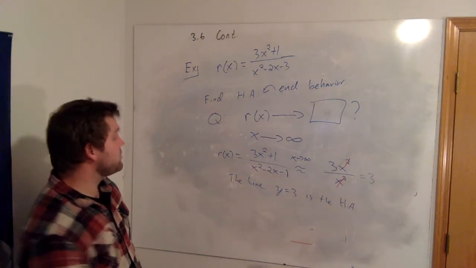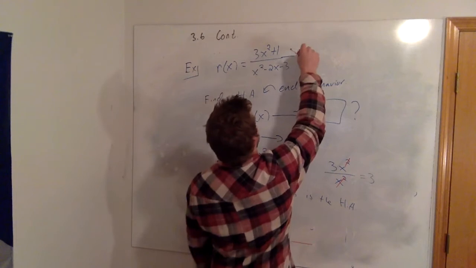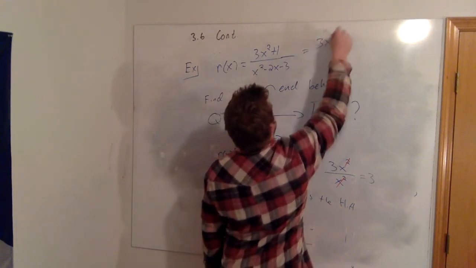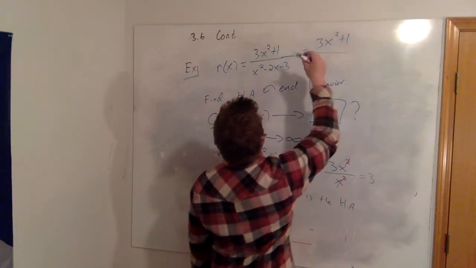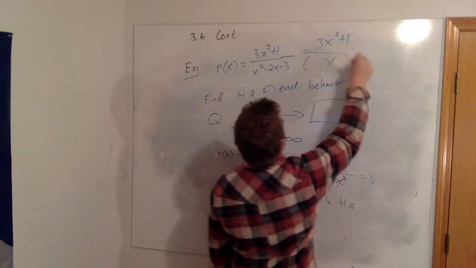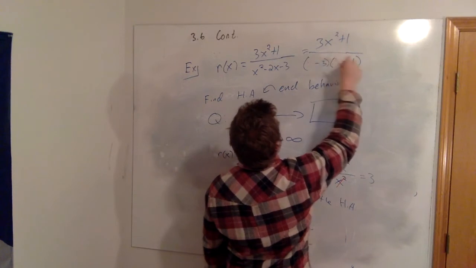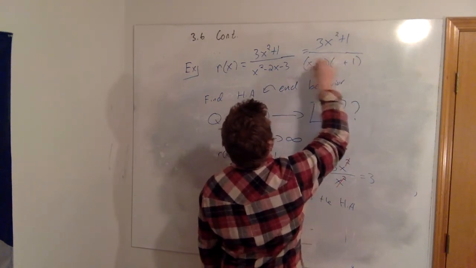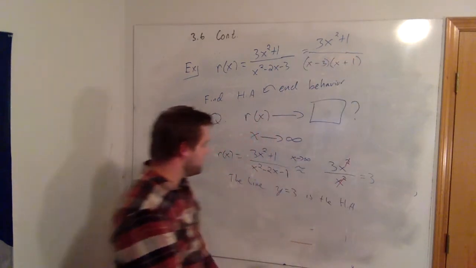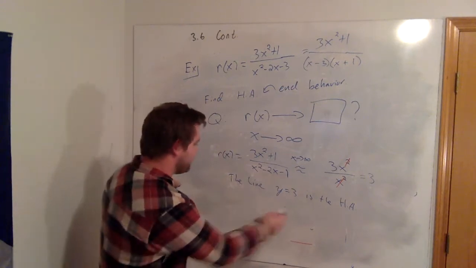Okay, let's factor this really quick. So what is this? This is 3x squared plus 1. The denominator factors. What is the denominator going to factor to? Some combination of 3 and 1. The negative has to be on the 3. So what we figured out here is it has a horizontal asymptote at y equals 3.